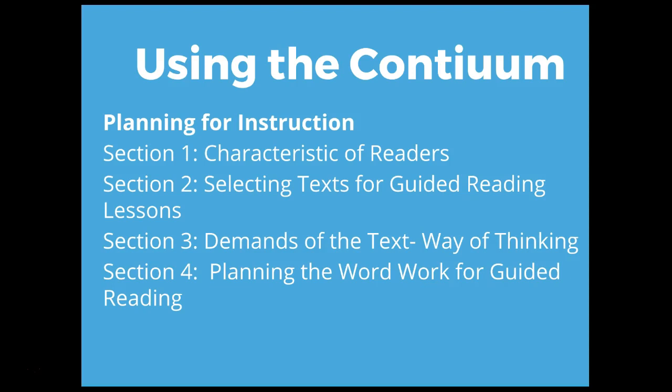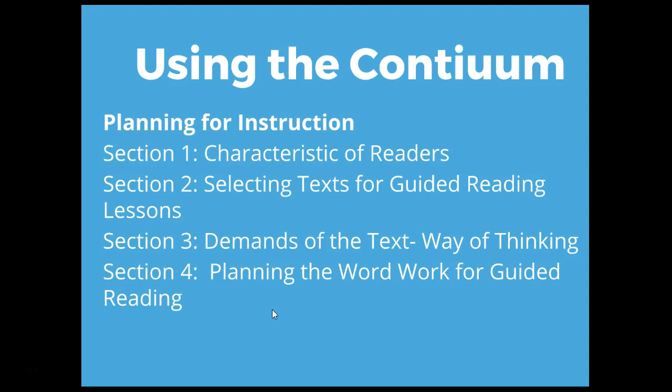With each text level, there are 4 sections. Section 1 tells us the characteristics of the readers, what that reader looks like. Section 2 talks about selecting text for the guided reading lesson. What the teacher selects for that instructional time is extremely important. It needs to be within the level that will support and guide the students through gaining new information about that particular text. Then section 3 is about the demands of the text, the 3 ways of thinking. And then section 4 tells you what the word work looks like for the guided reading level that you're looking at.